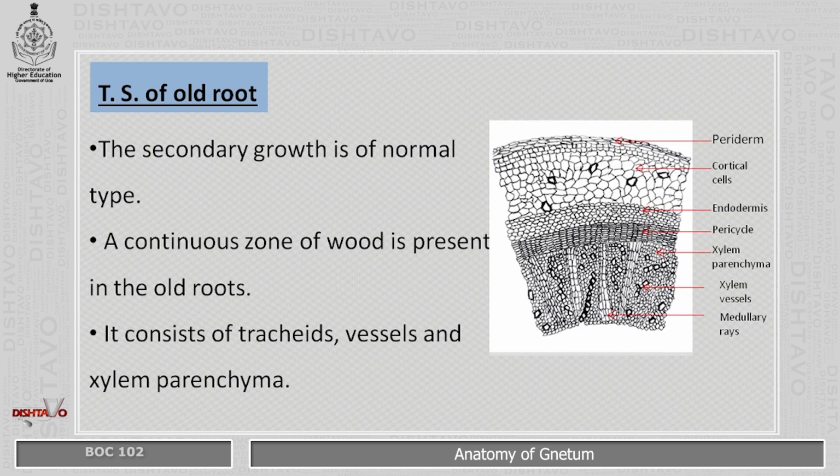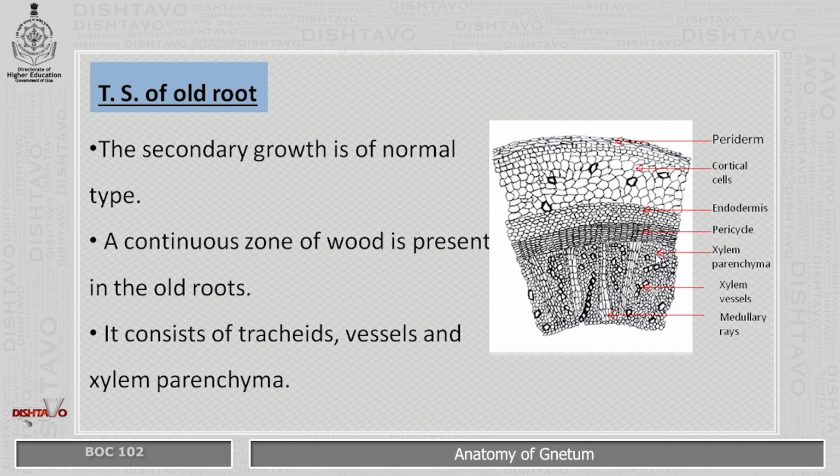Here the secondary growth is of normal type, which means the outermost layer is the periderm, which is a thick layer formed for the protection of the inner tissues. Periderm is followed by cortical cells or the cortex tissues. Then the cortex layer is followed by endodermis, which is made up of 4 to 5 layers, followed by pericycle, which is again thick and made up of 4 to 5 layers. The endodermis and pericycle are followed by the xylem and the phloem tissues.